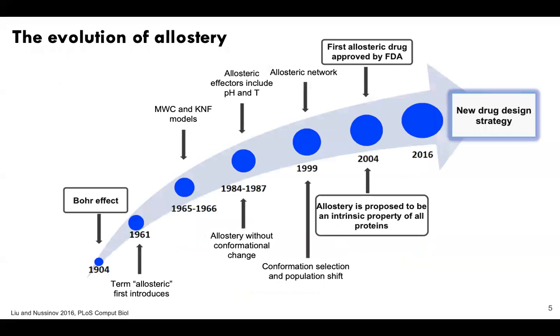Regarding the evolution of allostery, we heard that in 1961 was the first time that the term allosteric was introduced. And going on in this history, the first allosteric drug was approved by the FDA in 2004. And perhaps, as we're discussing, allostery is an intrinsic property of all proteins or proteins with dimeric or multimeric partners. It can be proposed that allostery can be utilized as a new drug design strategy.